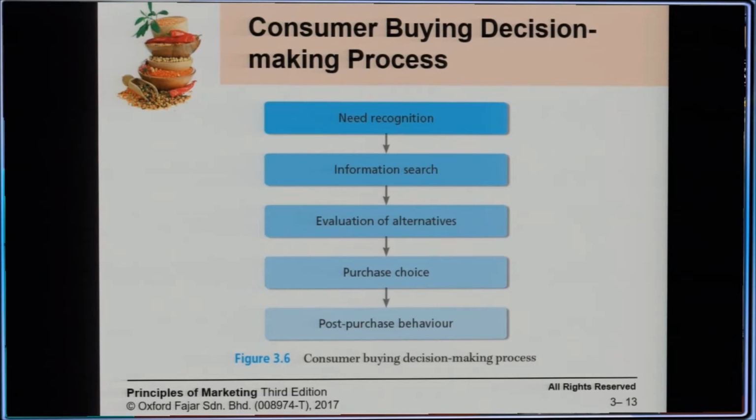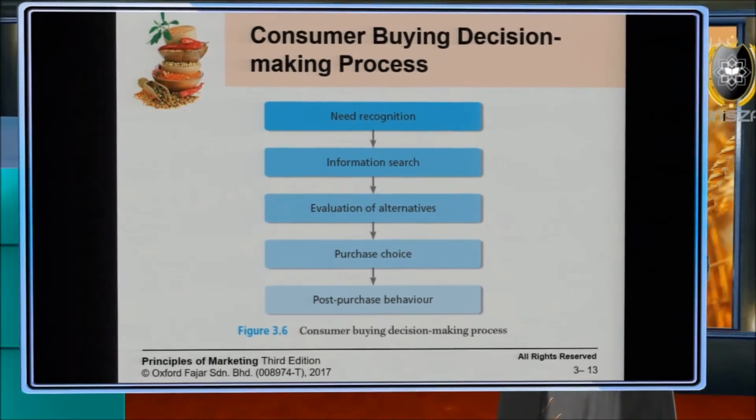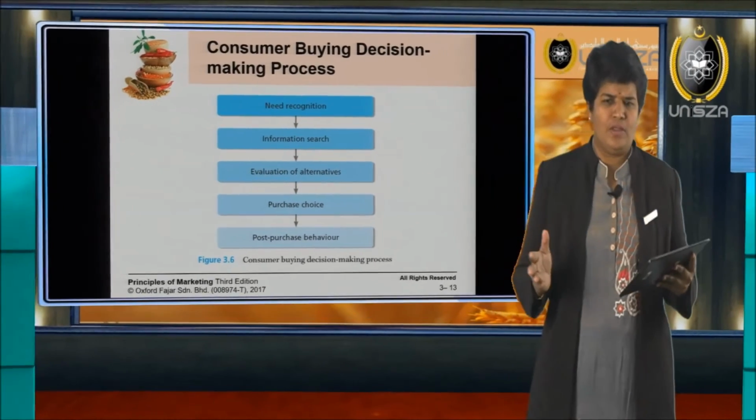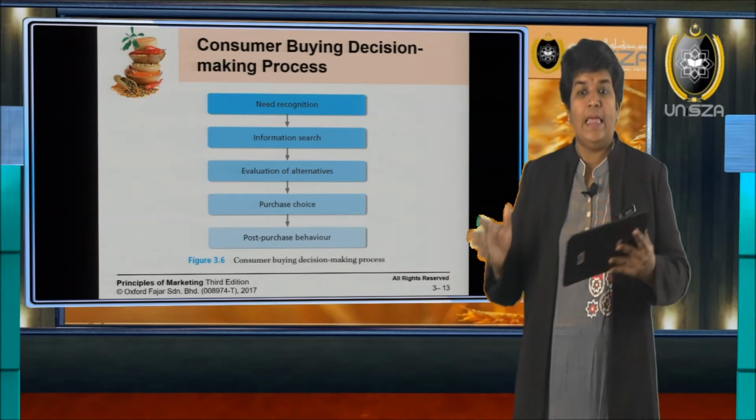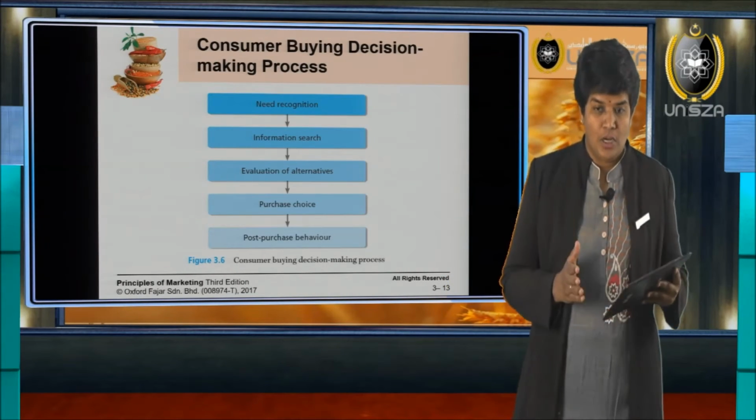Okay, the consumer buying decision-making process. First is need recognition. Then, to fulfill the need, you will search for information. When you are searching for information, there will be a lot of products, competitor products, everything. So you will evaluate the alternatives that you have. Then you will make a choice.